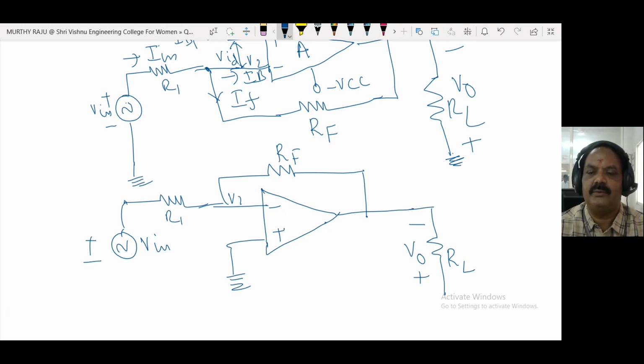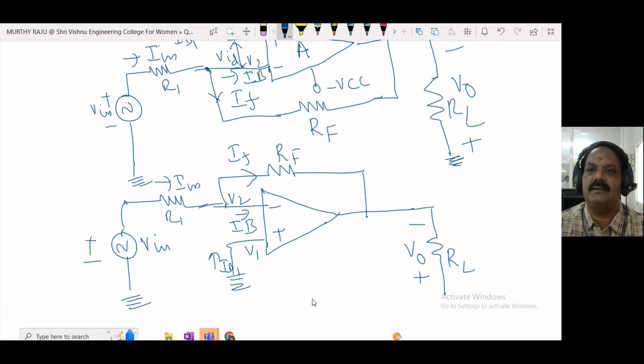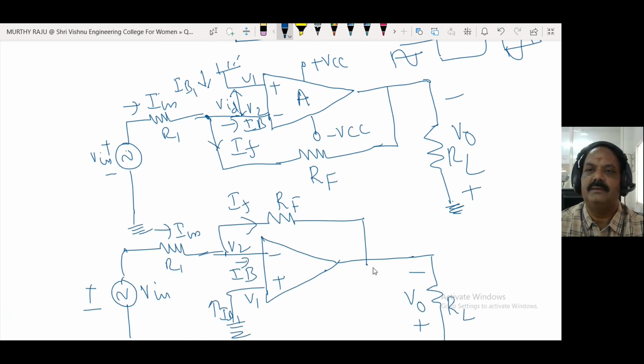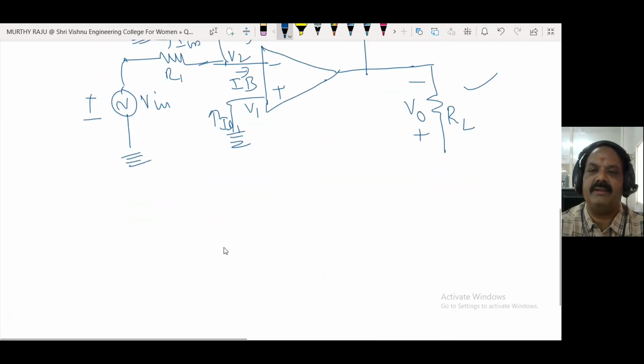This one is V2. This one is V1. At this node, total current I1 is divided into IF and this current IB. See the inverting operational amplifier configuration with feedback resistance RF. We use this configuration or this. Both are the same.